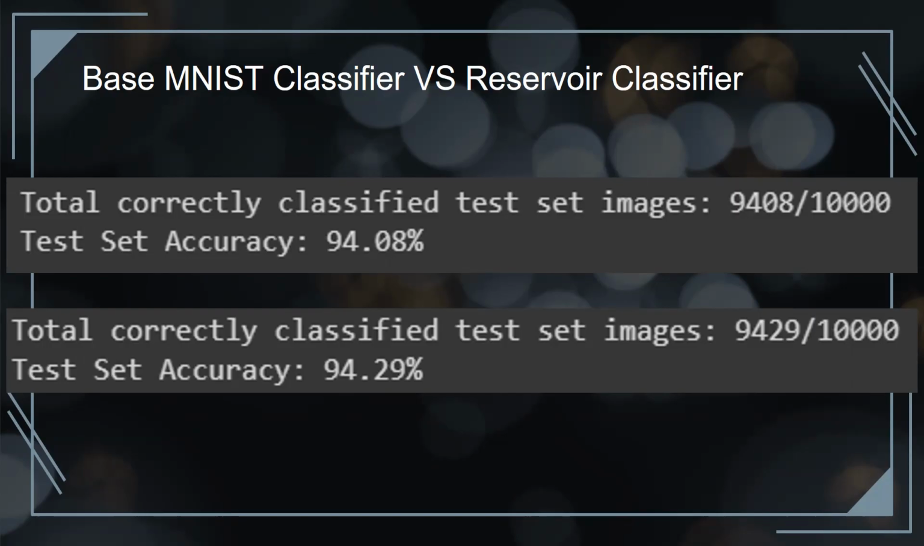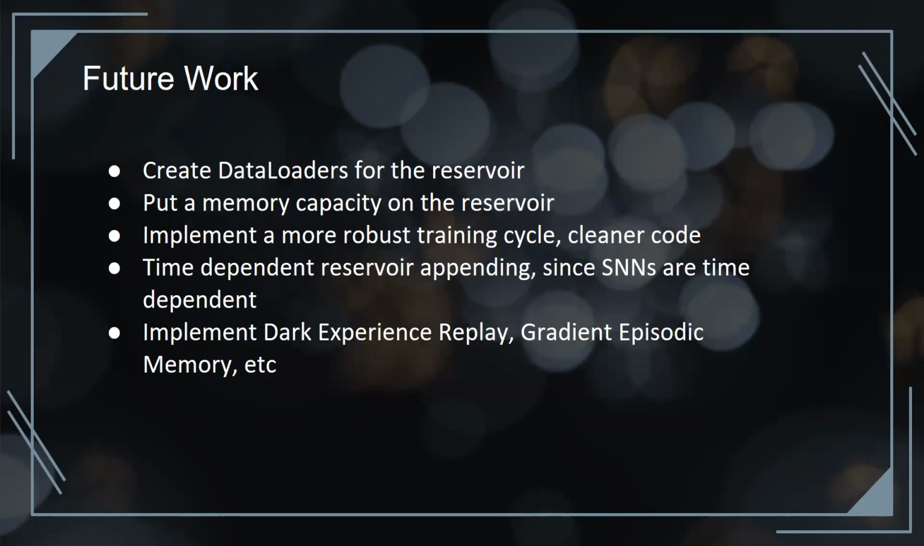For one, we had a very large batch size, 128. In the future, we plan to have smaller batch sizes and a more realistic continual learning scenario. So that's basically what I wanted to say about the future. For the reservoir, the way we had it, we implemented it as a Python list. That is not very good because having a lot of PyTorch tensors in a list is very computationally expensive, and if I have a large data set, it's going to be a very large list. And we don't want that. So we'll use a PyTorch data loader instead. Another thing we'll do is put a memory capacity on the reservoir.